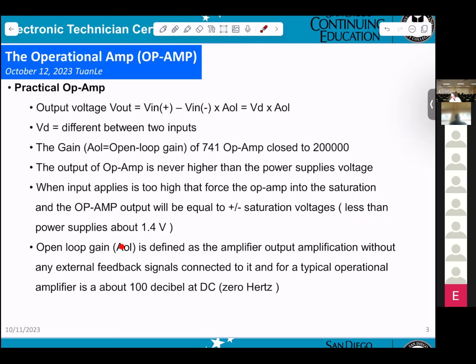Open loop gain is defined as the amplification without any external feedback signal connected to it. For a typical operational amplifier it is about 100 decibel at DC, that means 0 hertz. This is a summary for you to keep reading over and over.